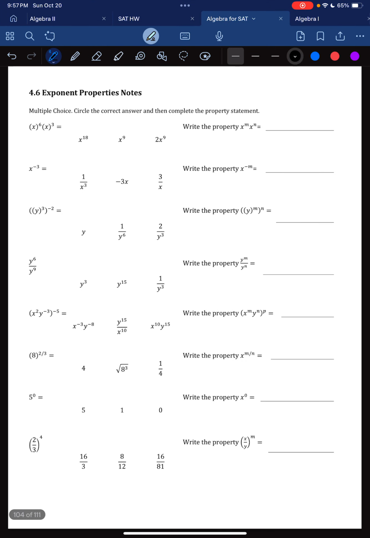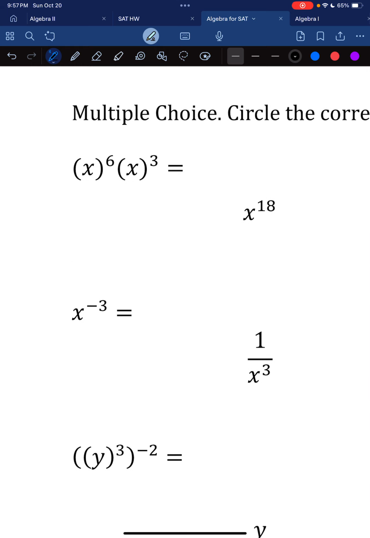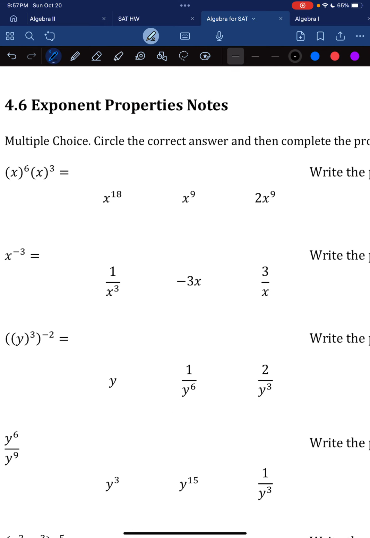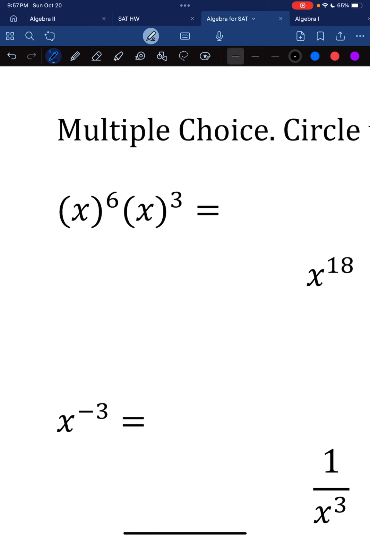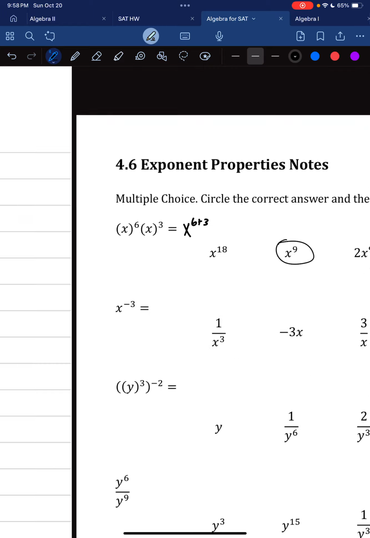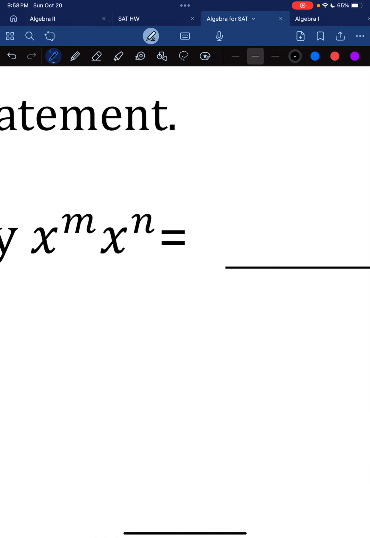Okay, now let's talk about exponent properties. Let's start with this one. Let's say we have x to the power of 6 times x to the power of 3. This is going to be equal to x to the power of 9. What this property says is if you have two exponents with the same base and they're multiplying each other, you just add their powers. So x to the power of 6 times x to the power of 3 becomes x to the power of 6 plus 3, or x to the power of 9. If you write this property down, you have x to the power of m times x to the power of n is equal to x to the power of m plus n.